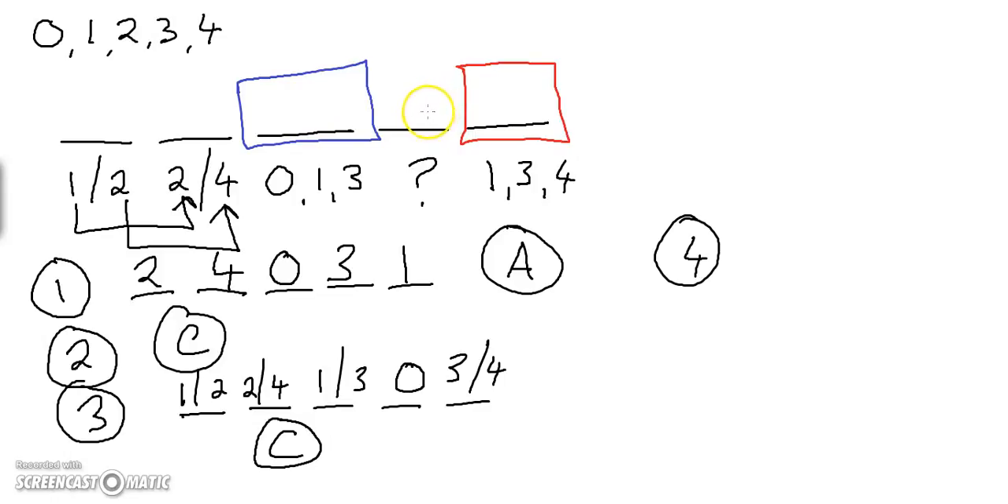3, 0. 3 over here and a 0 over here. That means a 4 is over here, and that will leave us the 1 and 2 over here. That's fine. Last one, 3, 4. So that's going to be our mistake.